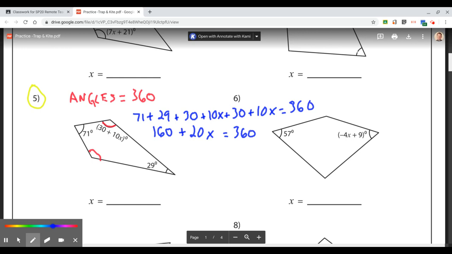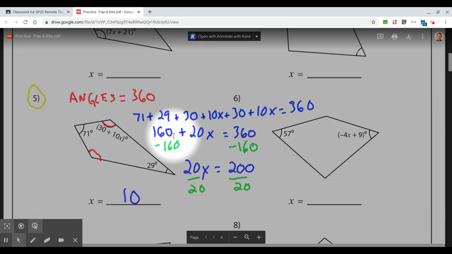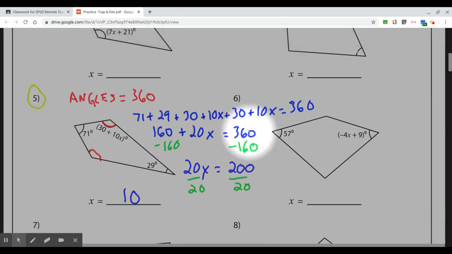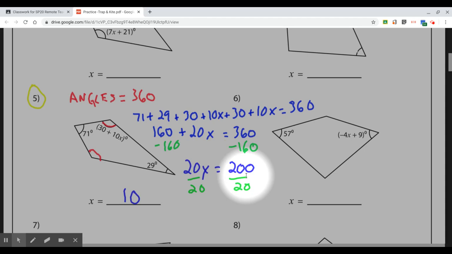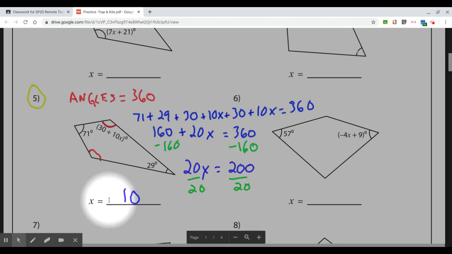All right, so let's take a look at this problem here. So we had 160 plus 20x equals 360. Subtract 160 from each side to get 20x equals 200. Divide each side by 20, and then you're going to get x equals 10. Not so bad, right? All right, awesome. Let's look at one more.